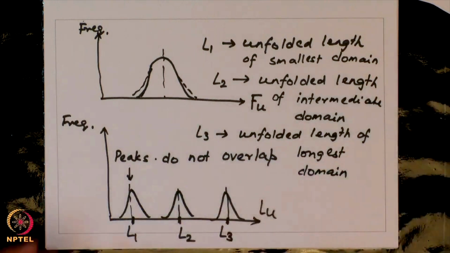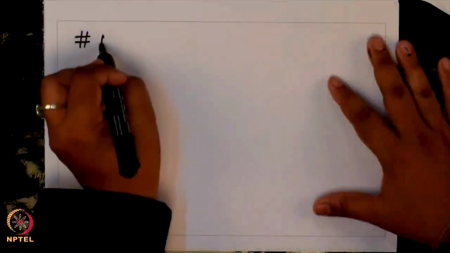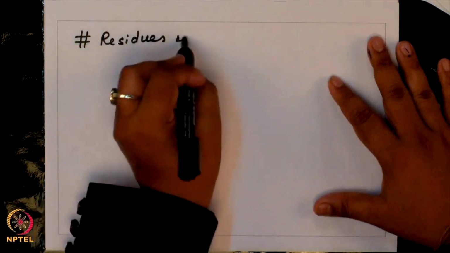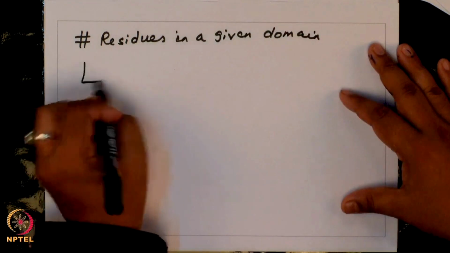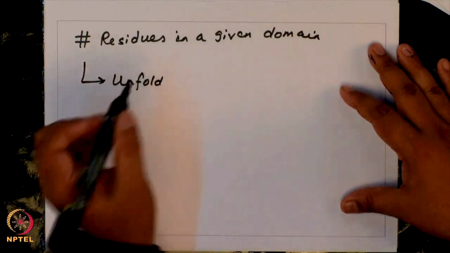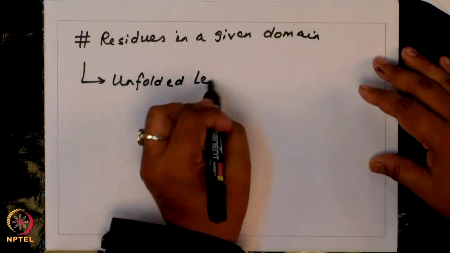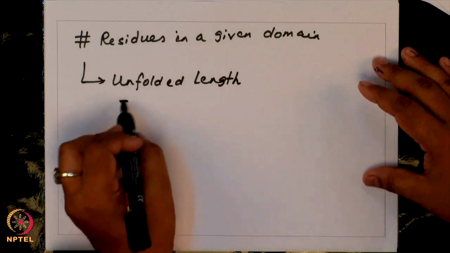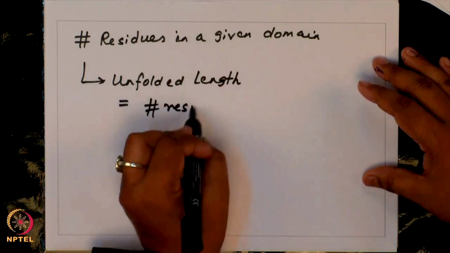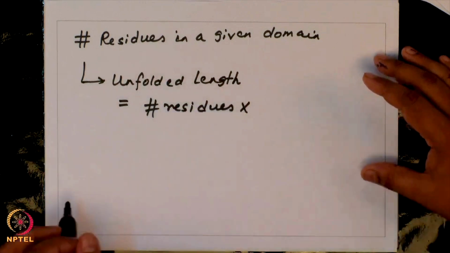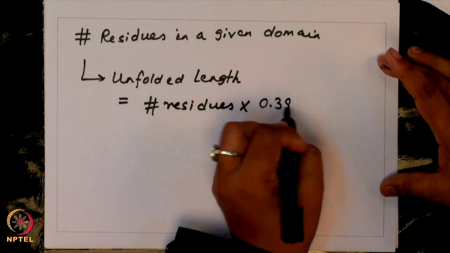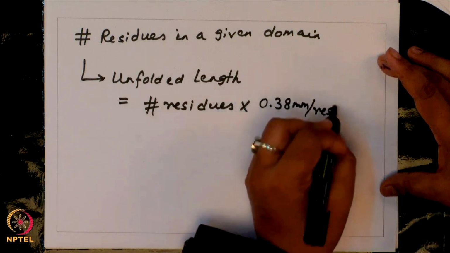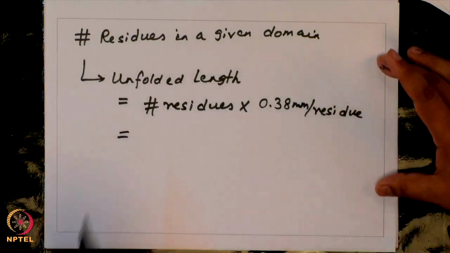So, what is the unfolded length? If you know the number of residues in a given domain, then your unfolded length should be equal to the number of residues times 0.38 nanometer per residue. So this you can directly find out, the unfolded length.